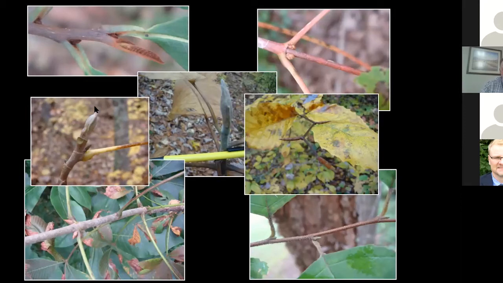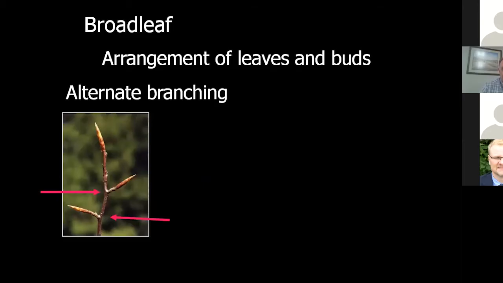But again, this collage of buds is simply to show you the difference between all of the buds on all these different trees. Again, knowing and being able to recognize these buds helps tremendously in the identification of a tree. And again, I have a way for you to do this automatically.